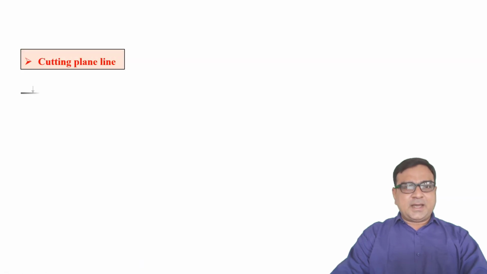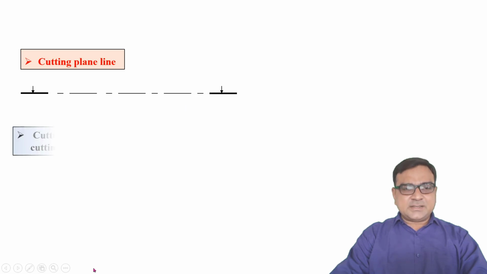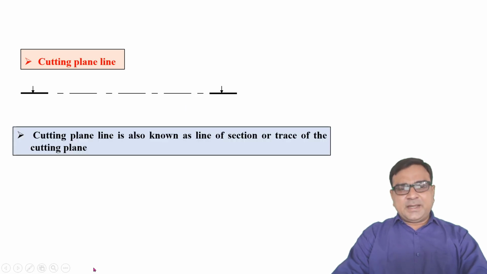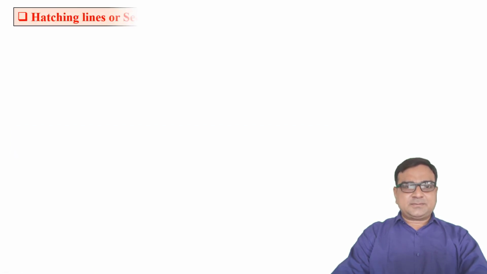Now cutting line. The cutting line is represented like a chain line. Both the ends are thick, and between the ends there is a thin chain line, line dash, line dash, line dash. The cutting plane line is also known as the line of section or trace of the cutting plane.